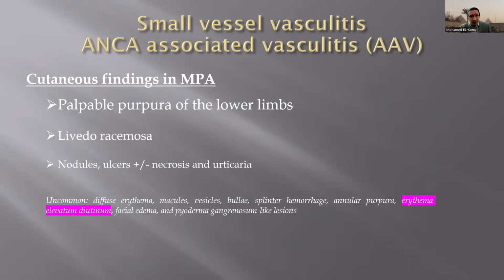However, sometimes we can find cutaneous lesions, mainly in the form of palpable purpura of the lower limbs. Sometimes we can see livedo, and on rare occasions, we see nodules and ulcers. However, there have been several reports of various skin lesions, including even erythema elevatum diutinum.